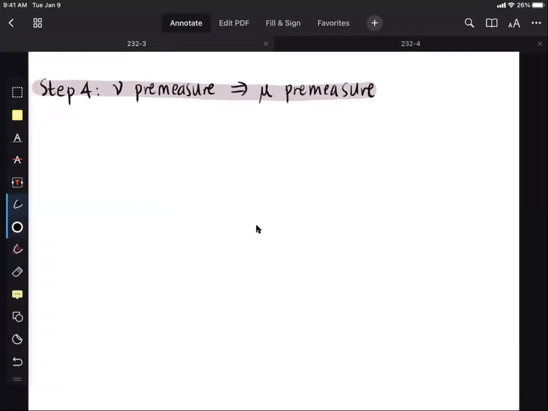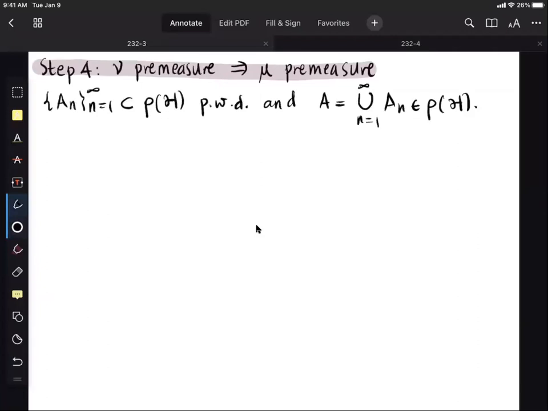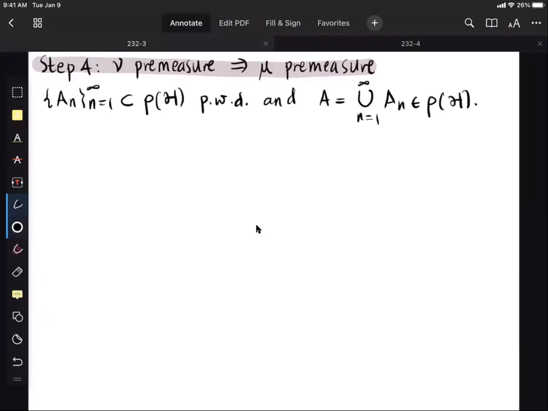Okay, so let's start with a countable sequence of elements in the ring generated by H, pairwise disjoint, having a union, say A, that is also an element of the ring. Again, we need to impose this because there's no guarantee that the ring is closed under countable unions. A being an element of rho of H, this means that I can write A as a union of pairwise disjoint elements of the semi-ring, and the number is finite. In other words, I can find B sub k, k from 1 to say M.